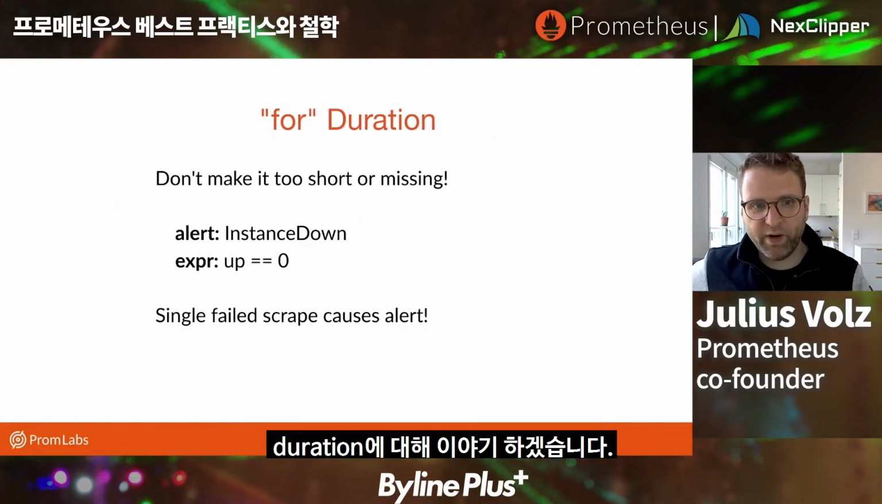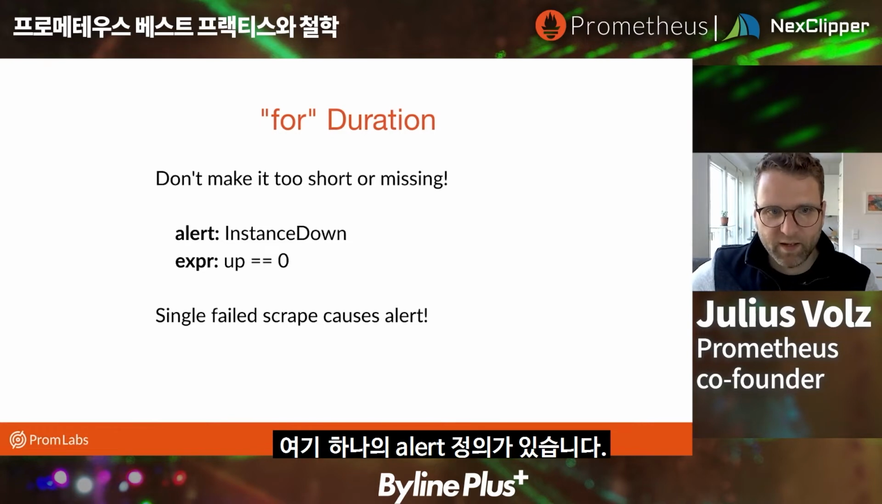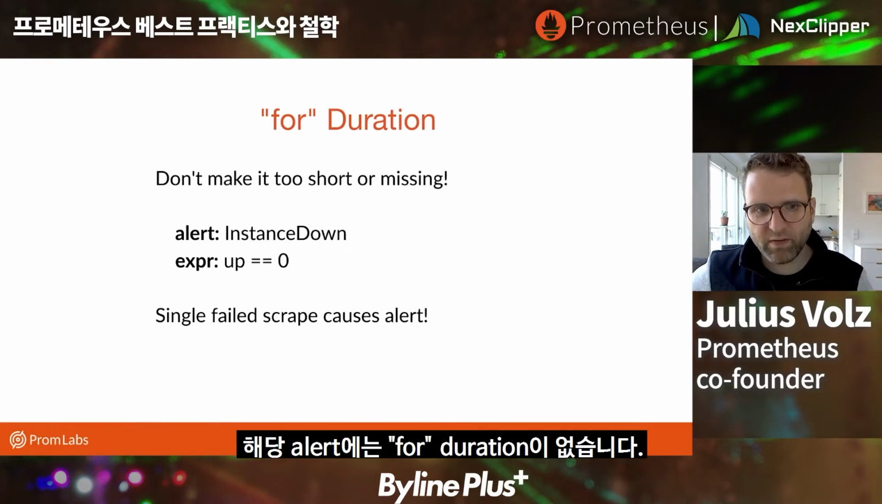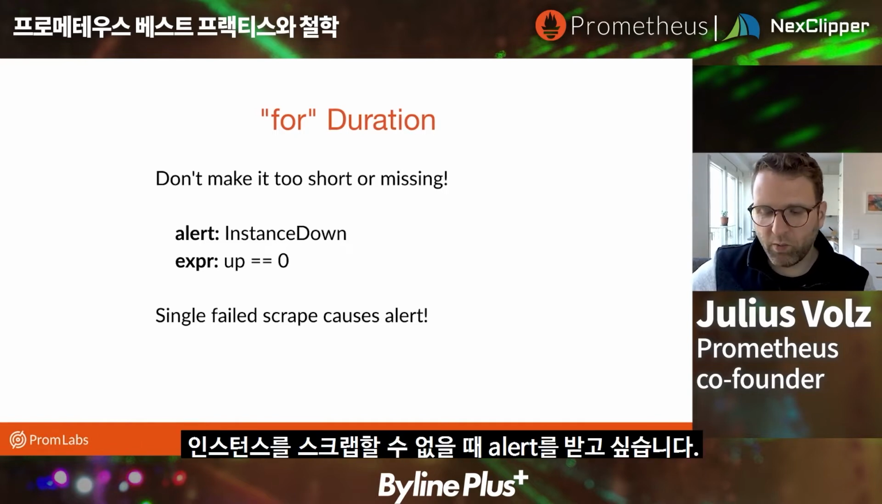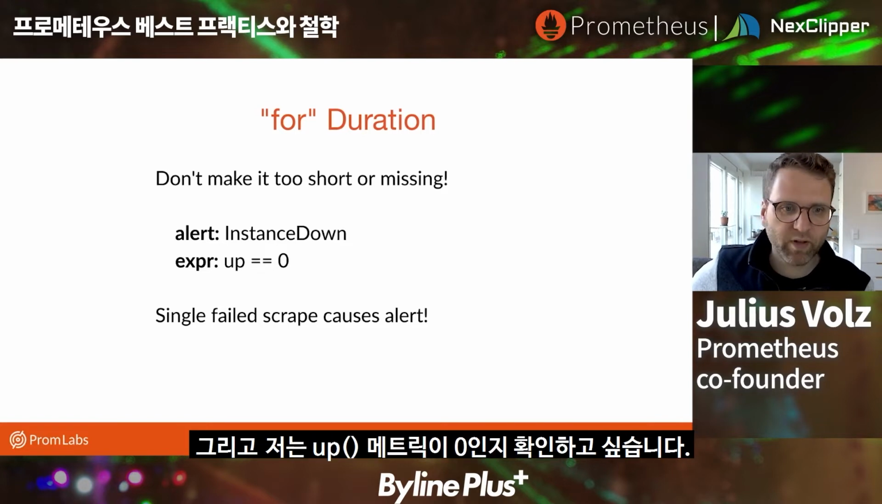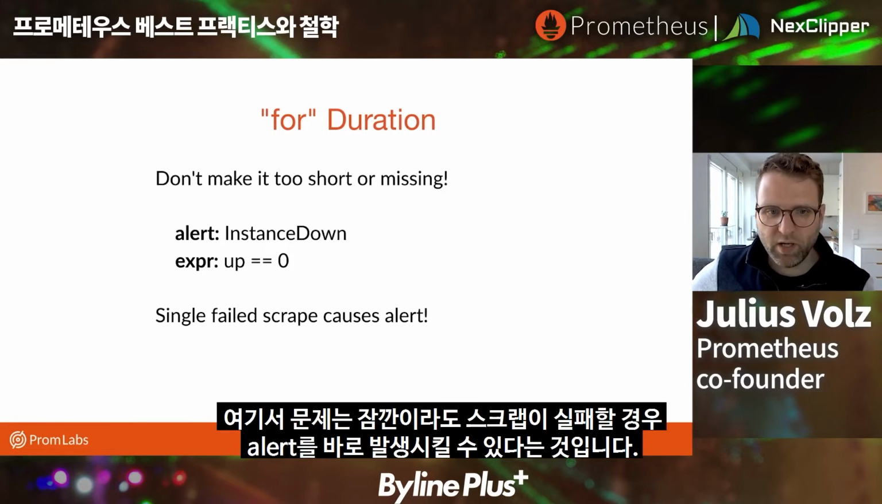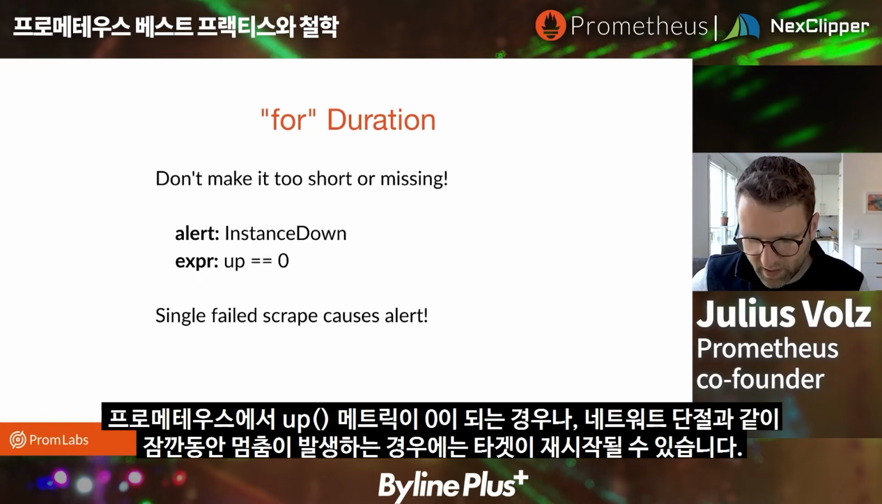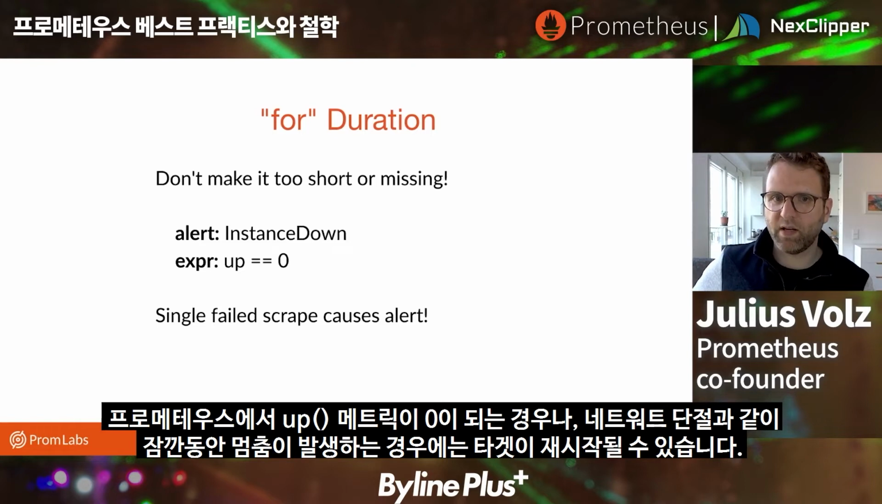Let's talk about for durations. First, here's an alert definition again that does not have a for duration. Alert name is instance down. I want to alert when an instance cannot be scraped. And I'm achieving that by checking if the up metric is 0. The issue here is that now a single failed scrape can actually cause an alert already, if Prometheus encounters the up metric being 0 a single time.